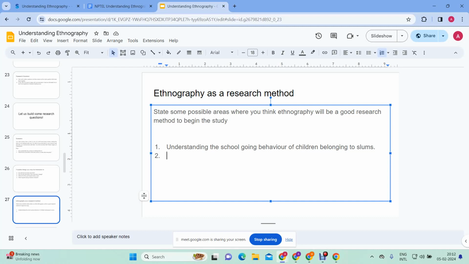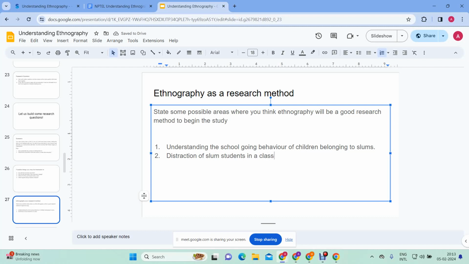Yes, we are not concerned with the research question as of now. We are just thinking about whether ethnography would be a research method good enough to move forward with this concept. So, distraction of slum students in a class, maybe. Government schools could be more.